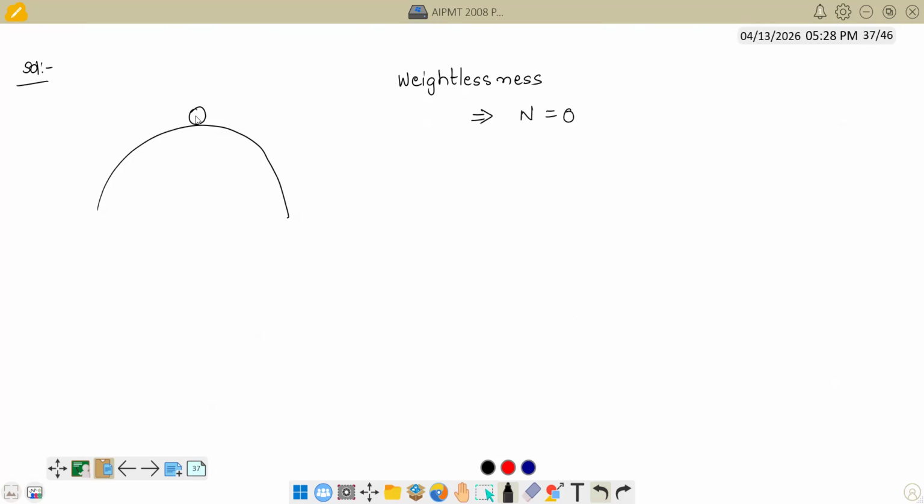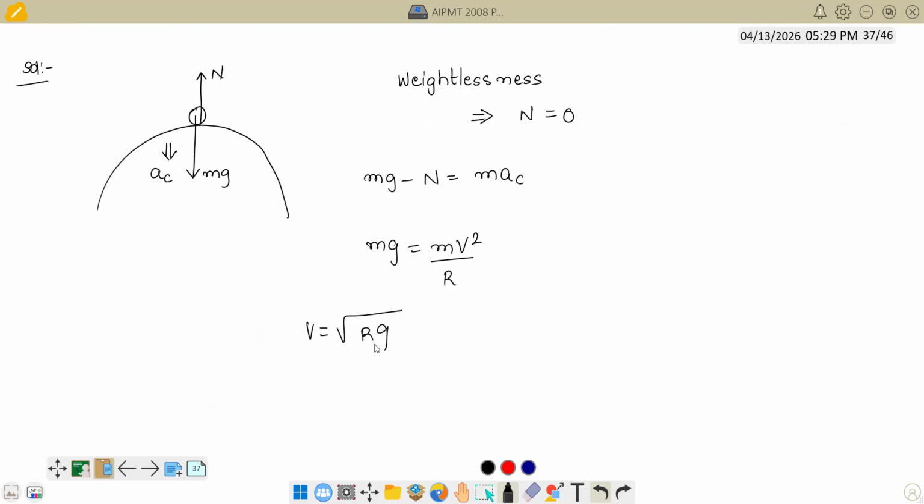So let us draw the free body diagram. We have mg here and the normal reaction here, and the acceleration would always be towards the center of the circle. So mg minus N equals m times a_c. In weightlessness, N is 0, so mg equals m v square by r in circular motion. So v must be equal to root of rg. If the v value equals root of rg, we will experience weightlessness. Weightlessness means it will lose contact with the ground; the normal reaction would become 0.